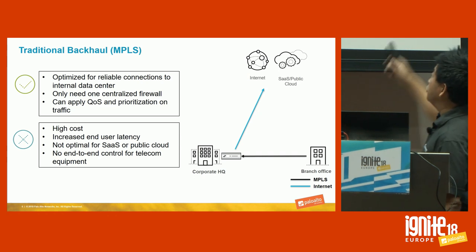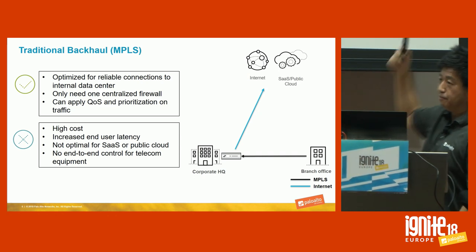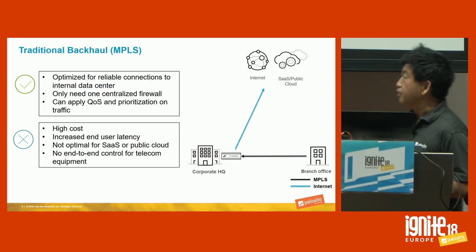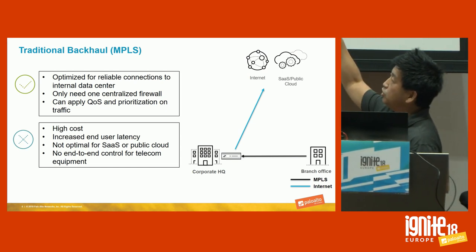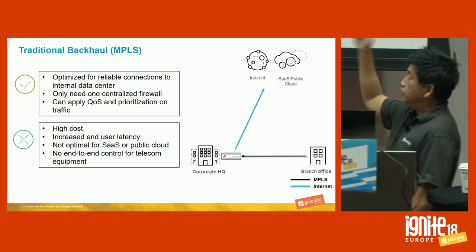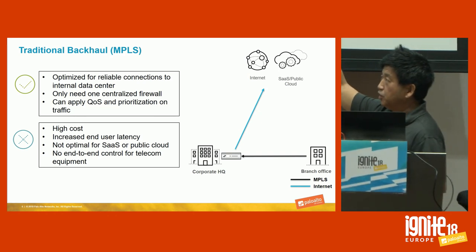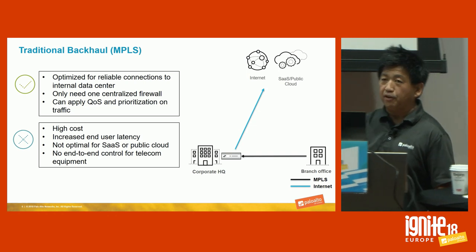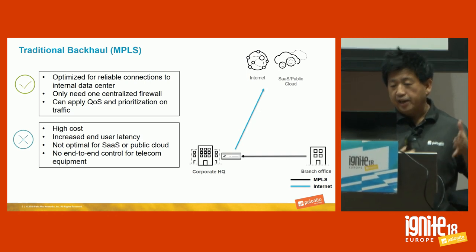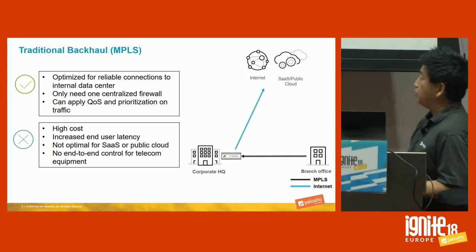There's much faster internet connections that you can get from any broadband provider nowadays that would go directly to the internet. But the goal of getting to that firewall was good. The cost of using the MPLS is not so good. And as the offices get further and further out, that cost and the latency start to increase.